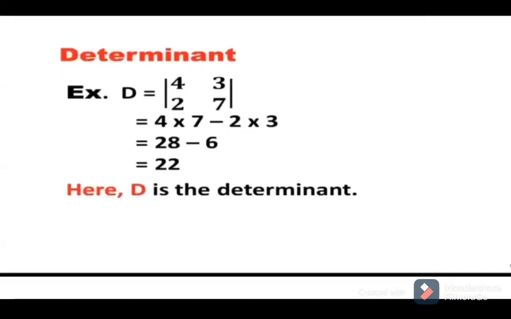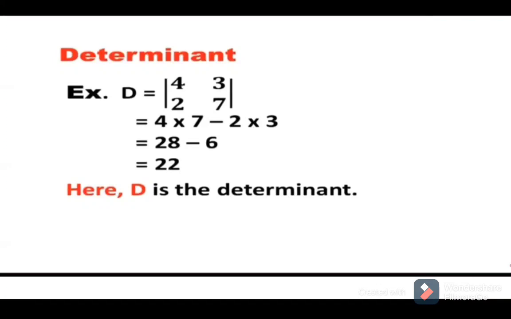Now let's see what is a determinant. Determinants are usually represented with capital letters, and the degree of a determinant is always 2 because there are 2 elements in each column and 2 elements in each row.